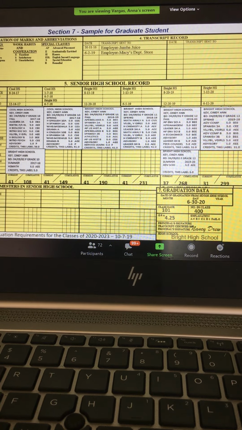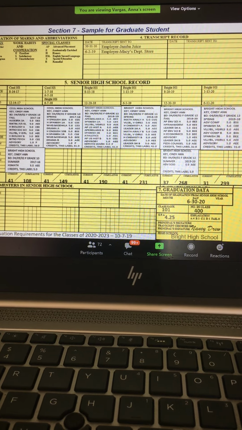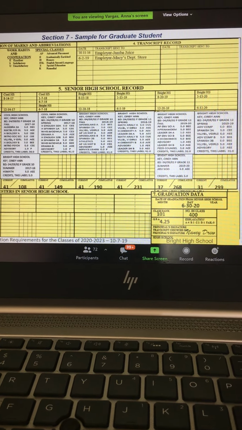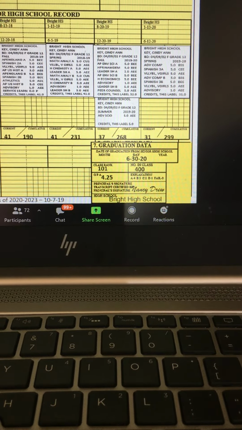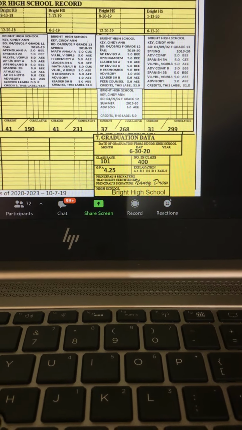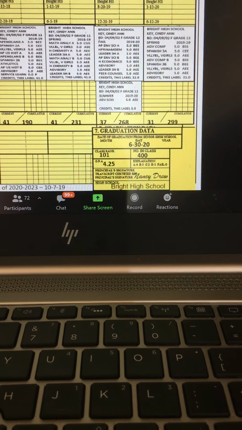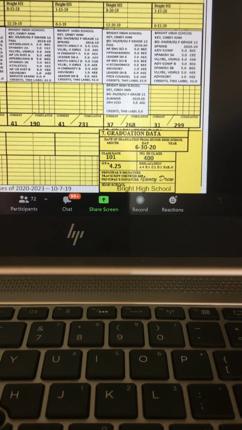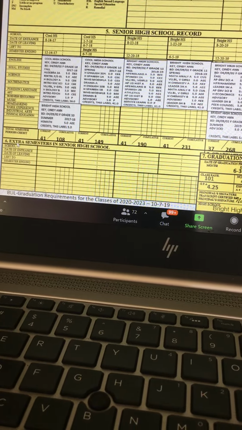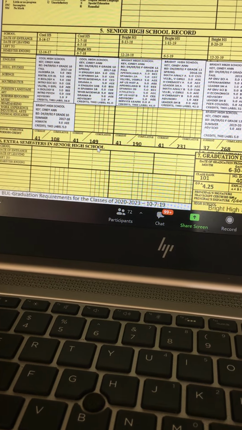So this is the proper way to complete a section 7 for a secondary cumulative record for a student that graduated from high school. If you work in a middle school, you don't have to worry about any of the information on sections 5 or 6 or 7. Section 6 is given to us for extra semesters in senior high school.